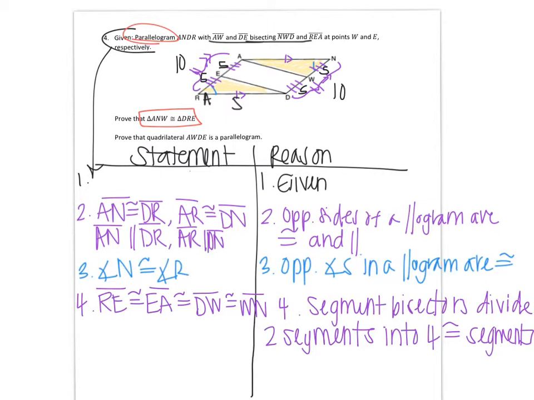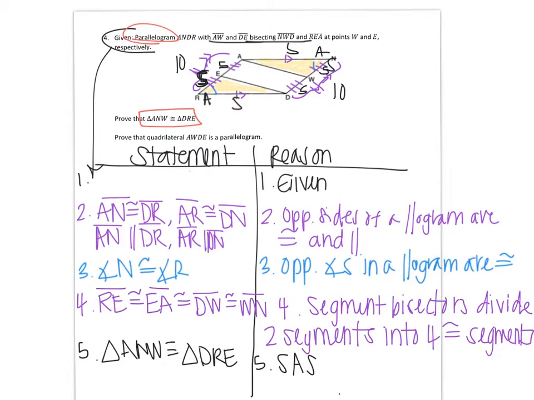Alright, so now if we look at this, we have SAS, right where this 5 is, I'm covering up with an S. Same with this other one, we have SAS. So now our triangles are congruent. That's our first proof. Triangle ANW is congruent to triangle DRE. And again, that is by SAS.